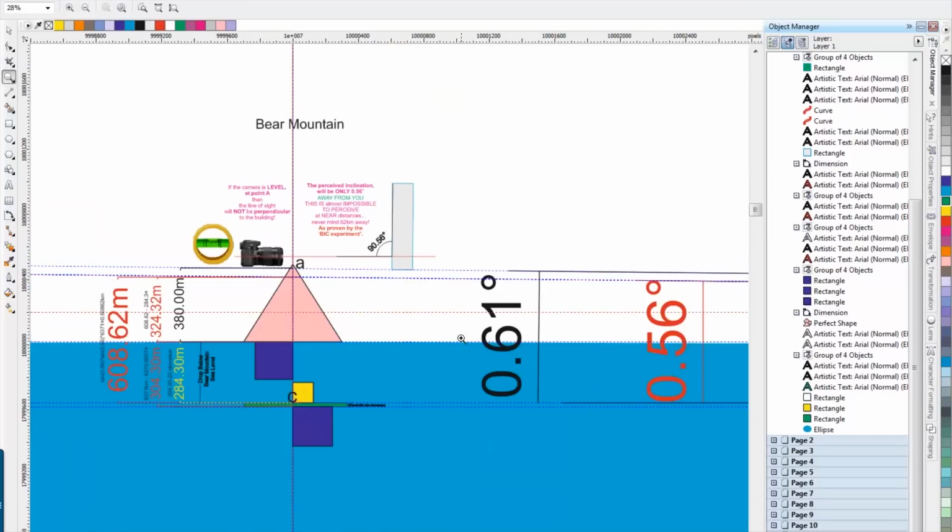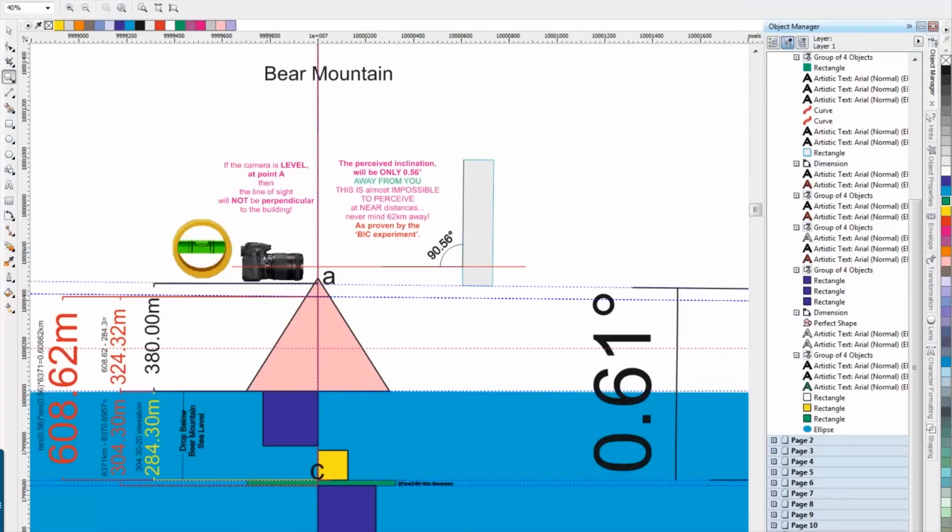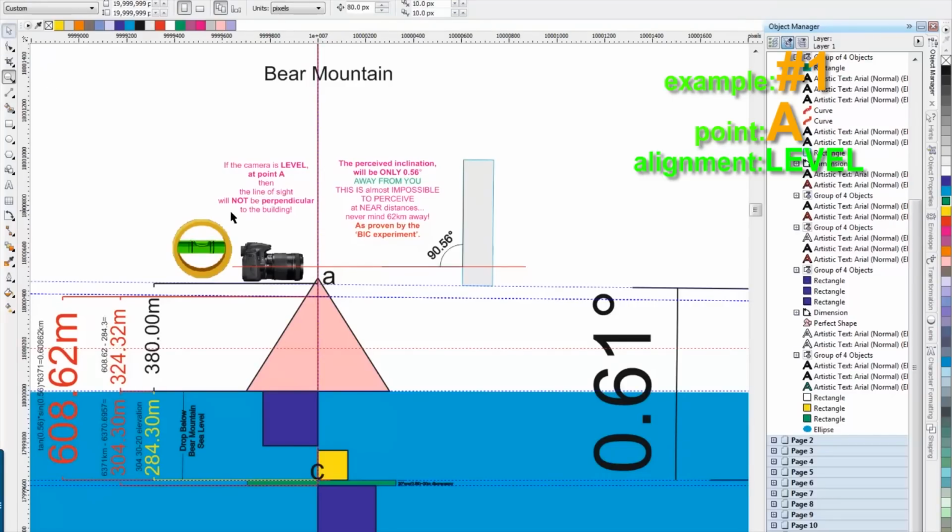Let's have a look here. If we set a camera up and we make sure that it's level at point A, then the line of sight will not be perpendicular to the building. As you can see, the red line coming out from the camera hits the Empire State Building, making a 90.56 degree angle with the face of the building.